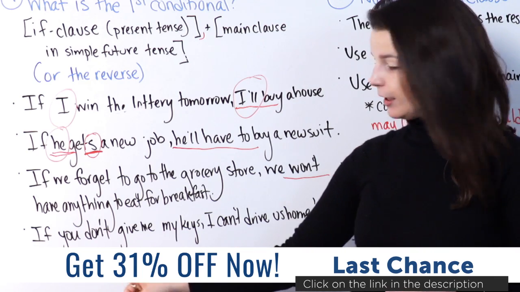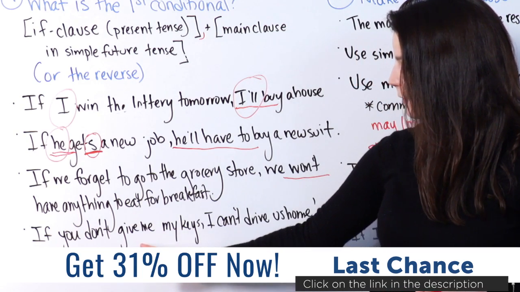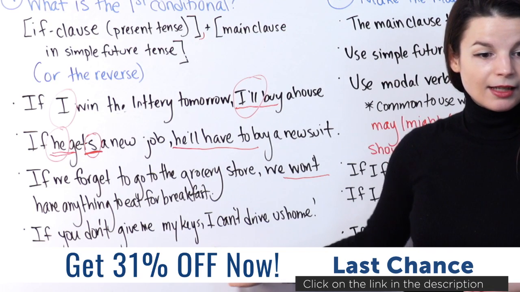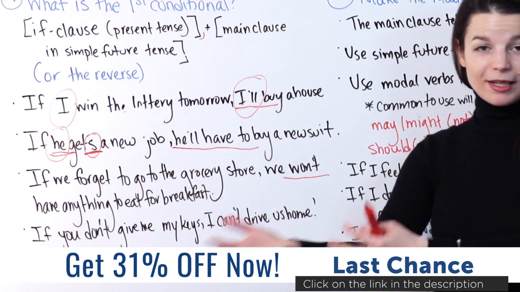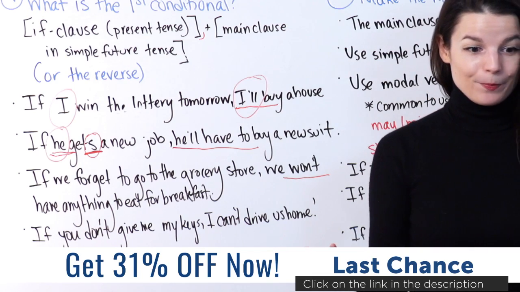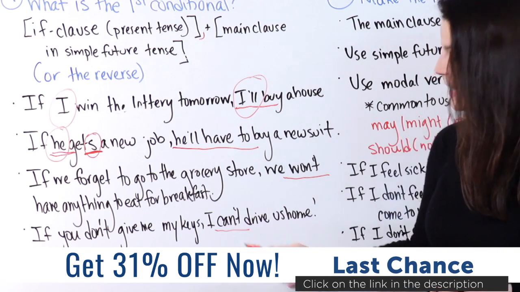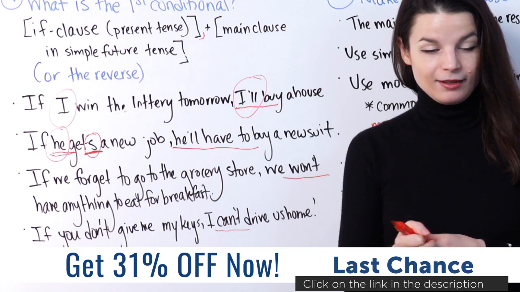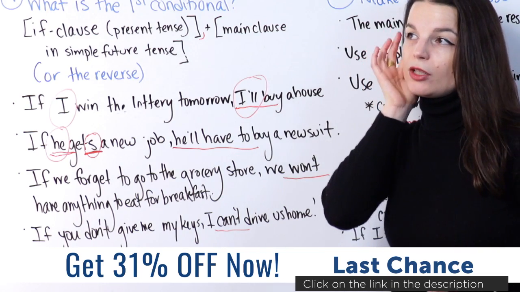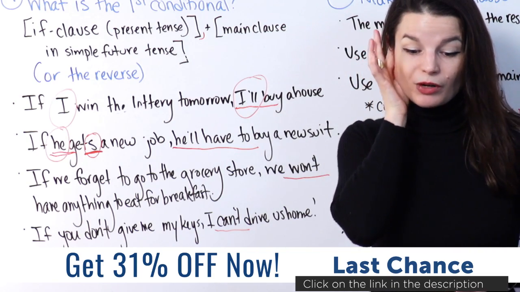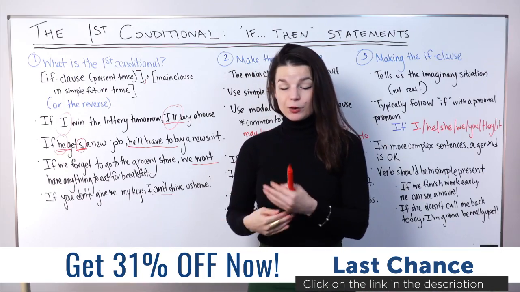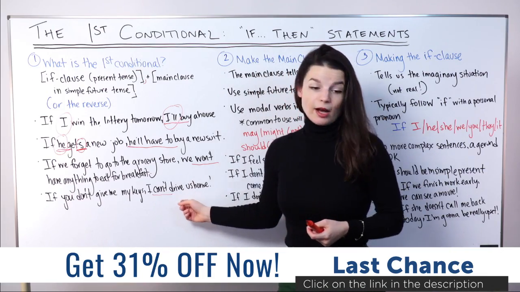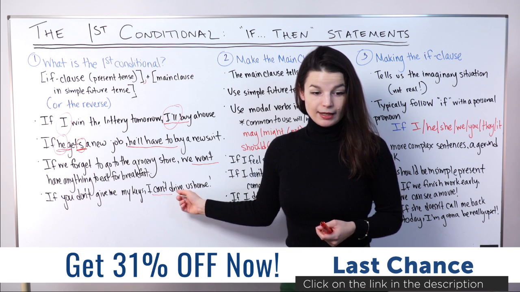Final example here. If you don't give me my keys, I can't drive us home. If you don't give me my keys, I can't drive us home. Here, I'm using can't. Or you could change it if you wanted to, like, I won't be able to drive us home. So there are a lot of different patterns we can use in the main clause. That's what I'm going to talk about next.